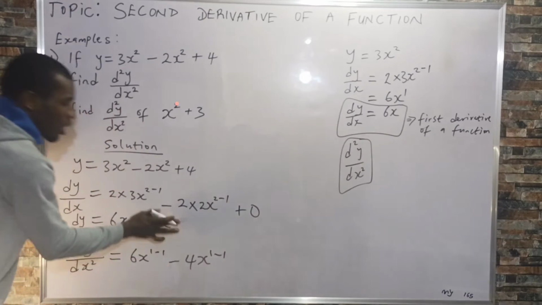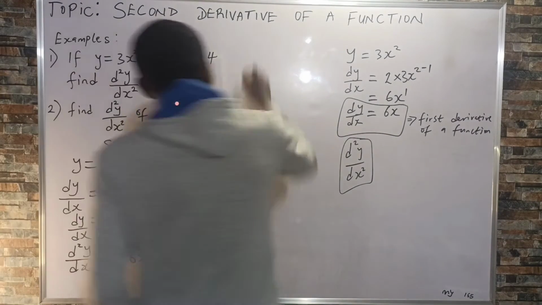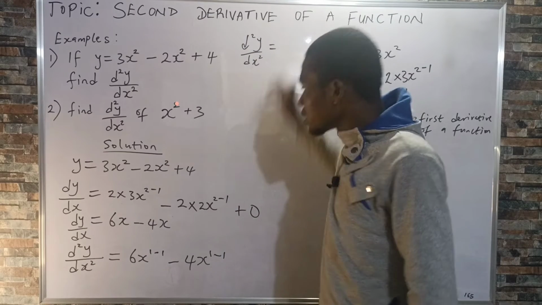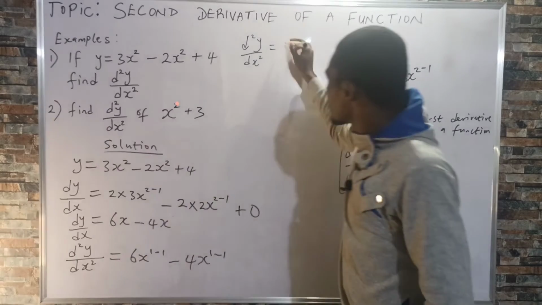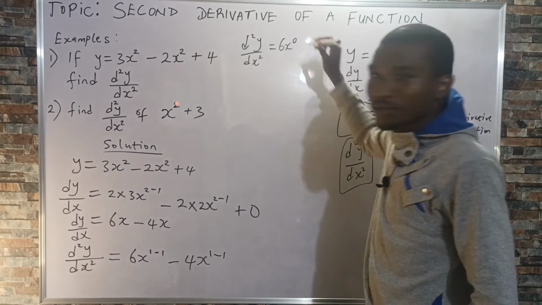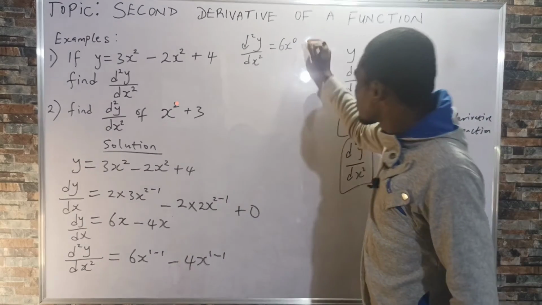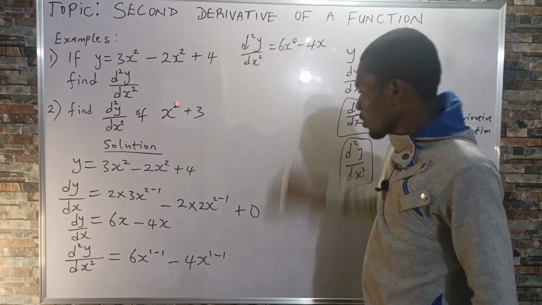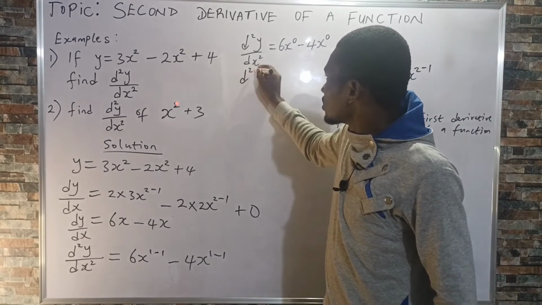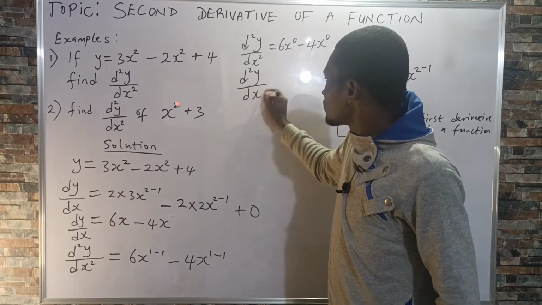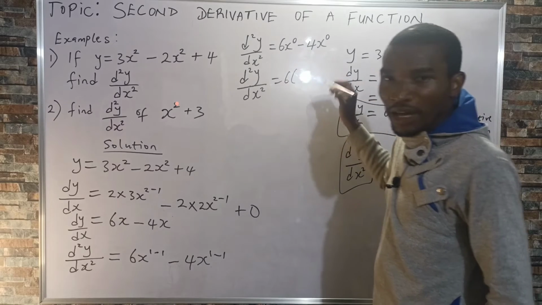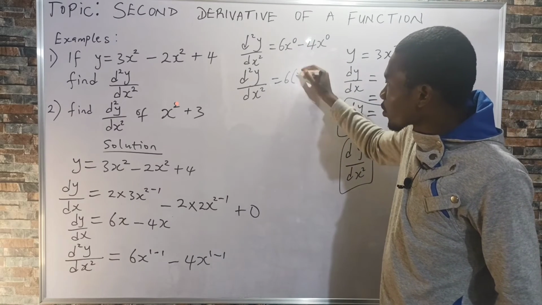then minus 1. Then solving further, we have that d squared y over dx squared is equal to 6x raised to the power of 1 minus 1, which will give us 0. Minus 4x raised to the power of 1 minus 1 will still give us 0. Such that the second derivative of this given function, solving further here, we have 6 multiplied by any number raised to the power of 0 is 1.